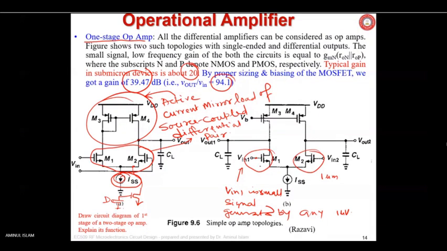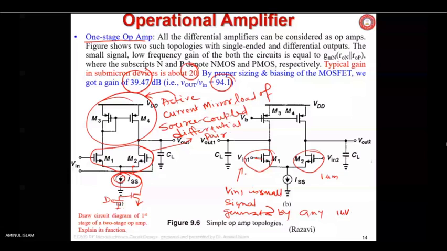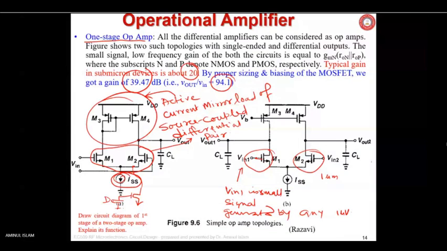So you have to make sure that it is on. Not only on, you should bias it in what region of operation? Saturation region. For that, we know that VDS should be greater than or equal to VGS minus VT. Okay, that is the condition. So this condition has to be fixed. How are we going to fix it?